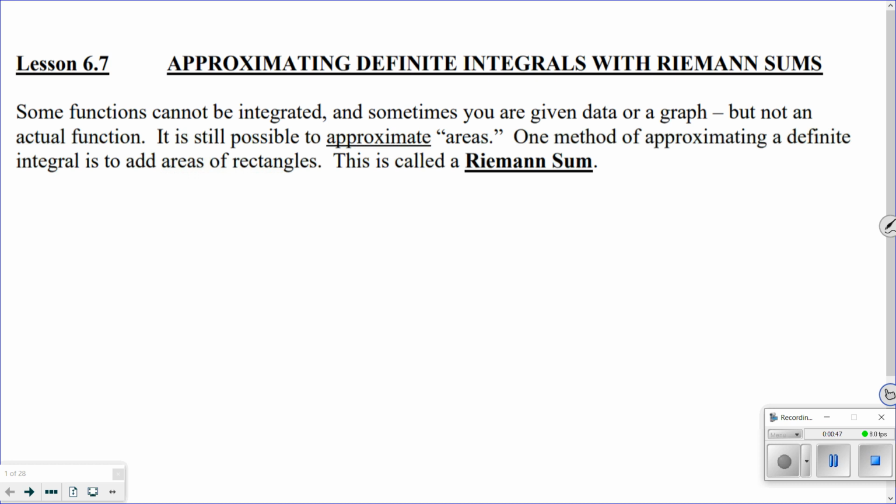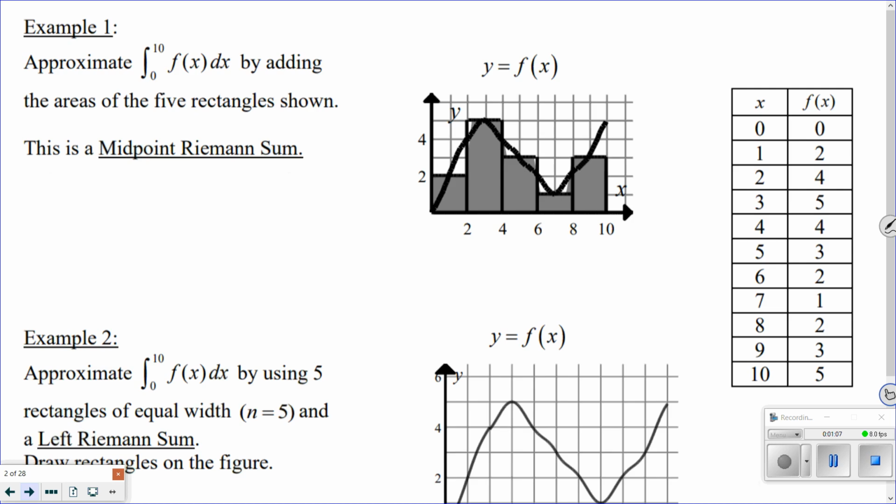And one of these methods is called Riemann sums. What we basically do is we take the area under the curve and we divide it into rectangles. We find the area of those rectangles, and that gives us an approximation of what the definite integral would be equal to. It's not exact, it's not perfect, but it gives us an approximation. So here's an example of what this might look like.